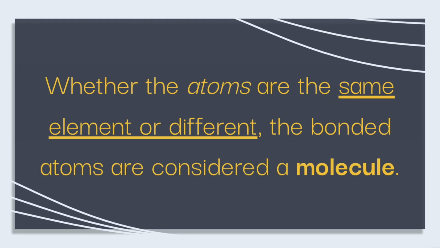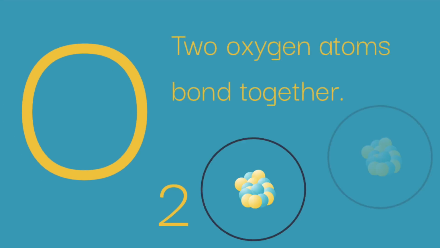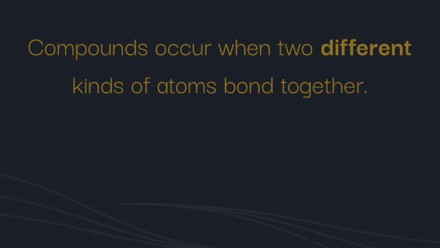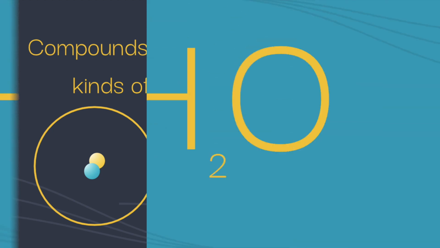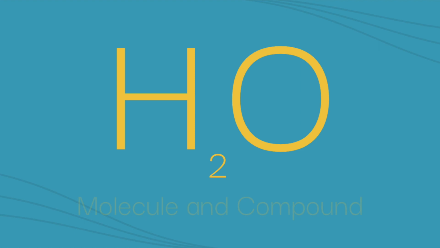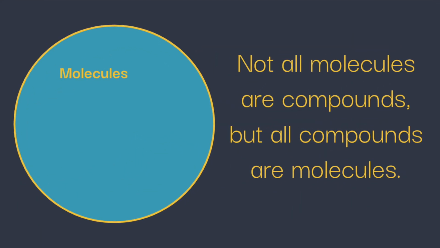When chemical bonds hold together two or more atoms, whether they are the same element or different, the bonded atoms are considered a molecule. An example of a molecule would be O2, which occurs when two oxygen atoms bond together. Compounds occur when two different kinds of atoms bond together. The bond H2O is considered both a molecule and a compound. Not all molecules are compounds, but all compounds are molecules.